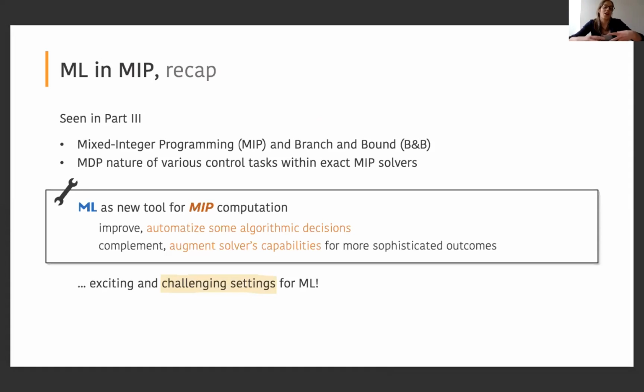So overall, what we're doing here is we are interpreting machine learning as a new tool for MIP computation, which we can use to improve or automatize some of these algorithmic decisions, which are often heuristic, and to augment the solver capabilities to reach more sophisticated and flexible outcomes. This is a really new, exciting field of research, and the MIP setting in particular provides very challenging things to think about for machine learning as well.